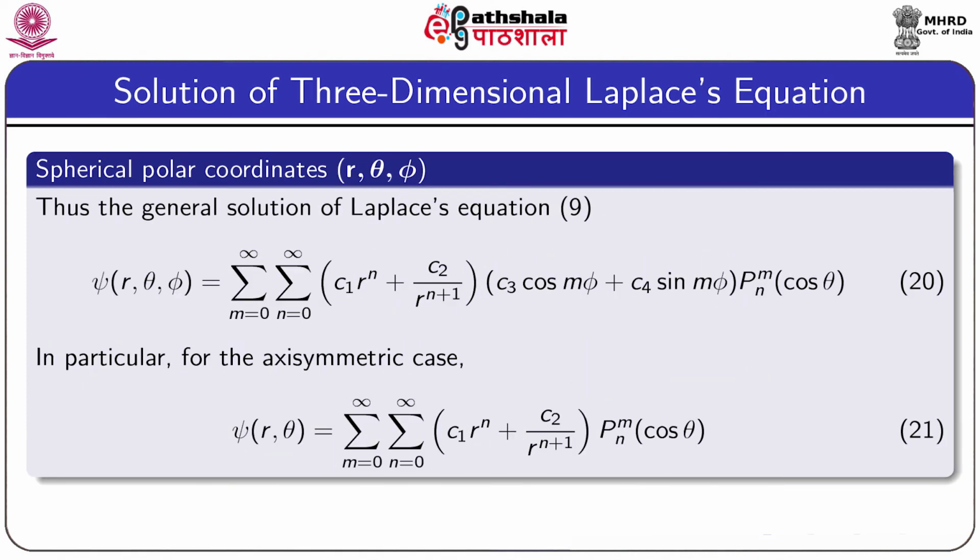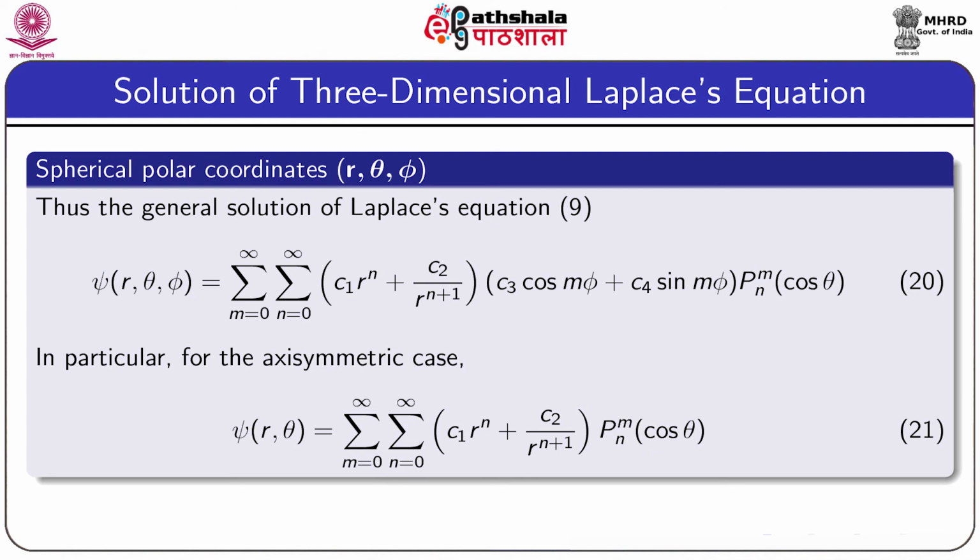Thus, the general solution of Laplace equation can be written in this way: psi equals sum over m, sum over n, (C1 r to the power n plus C2 r to the power minus (n plus 1)) into (C3 cos m phi plus C4 sin m phi) into P n m cos theta. In particular, for the axisymmetric case it does not depend on phi. So, the general solution can be written as psi, which is a function of only r and theta. So, it is sum over m, sum over n, (C1 r to the power n plus C2 divided by r to the power n plus 1) P n m cos theta.